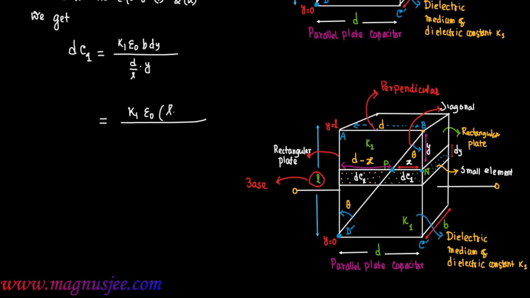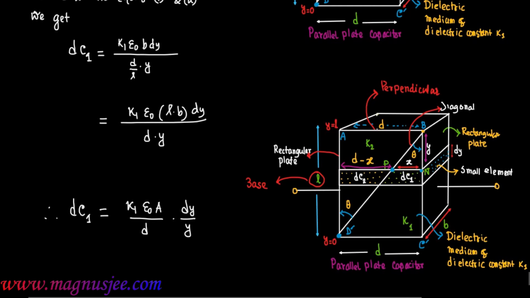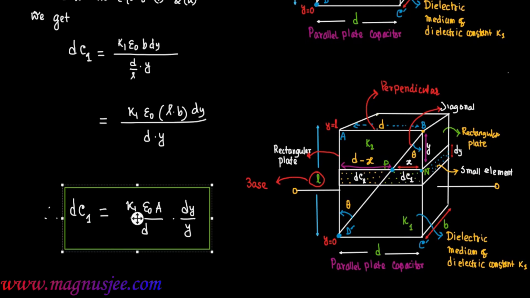Therefore, dC1 is equal to k1 epsilon 0 L dot b dy divided by d into y, which is k1 epsilon 0 A divided by d, dy by y. That is the expression of dC1: dC1 equal to k1 epsilon 0 A divided by d into dy by y.